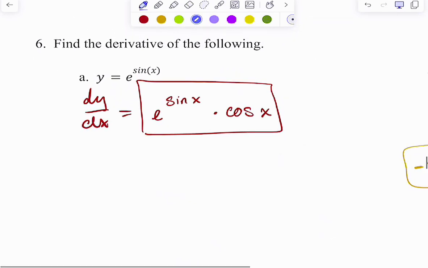So first one, this is a chain rule. The derivative of e to the x is e to the x, copy it down exactly. Then the derivative of what's on the inside, the derivative of sine is cosine. Okay with that one? Yep.